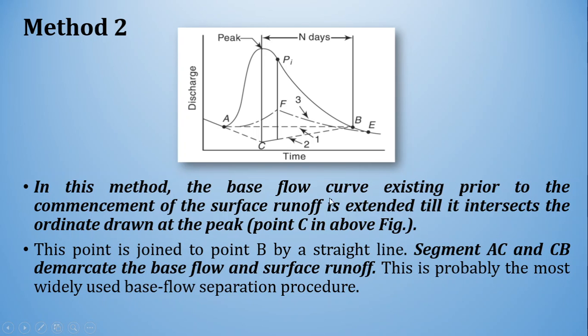So in this method, the base flow curve existing prior to the commencement of surface runoff is extended till it intersects the ordinate C from the peak point. Okay, one of the simplest methods.